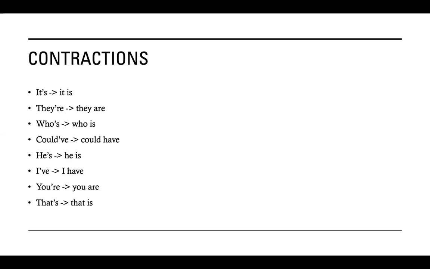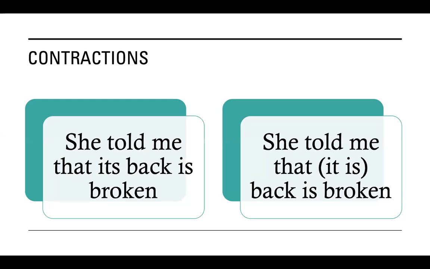But even if you don't have them memorized, the way you do contractions is when you're reading the sentence, you read the entire sentence, but you read the uncontracted version. So in this example, she told me that its back is broken. Just read it uncontracted: she told me that it is back is broken. That doesn't make grammatical sense. So in this case, you're not going to use an apostrophe, and it's not a contraction. Instead, it's the actual word its.